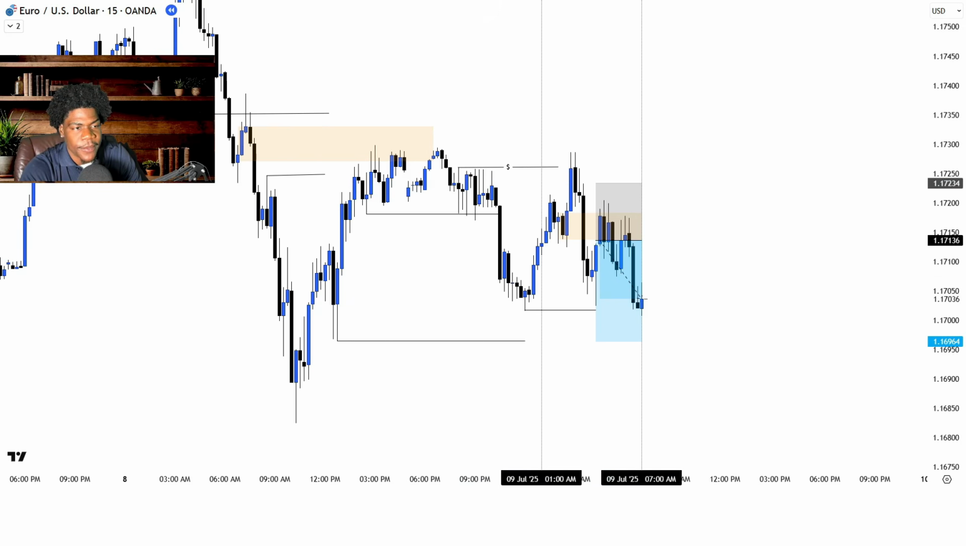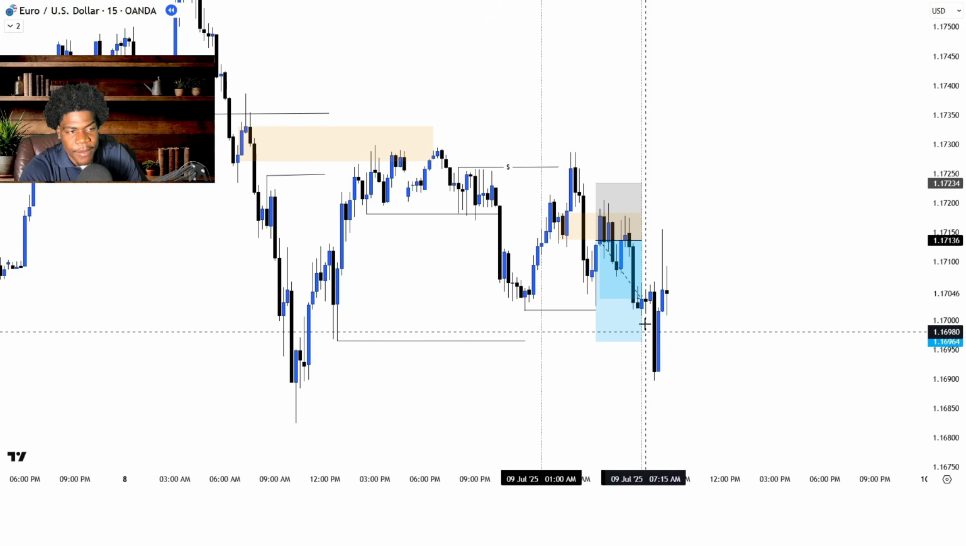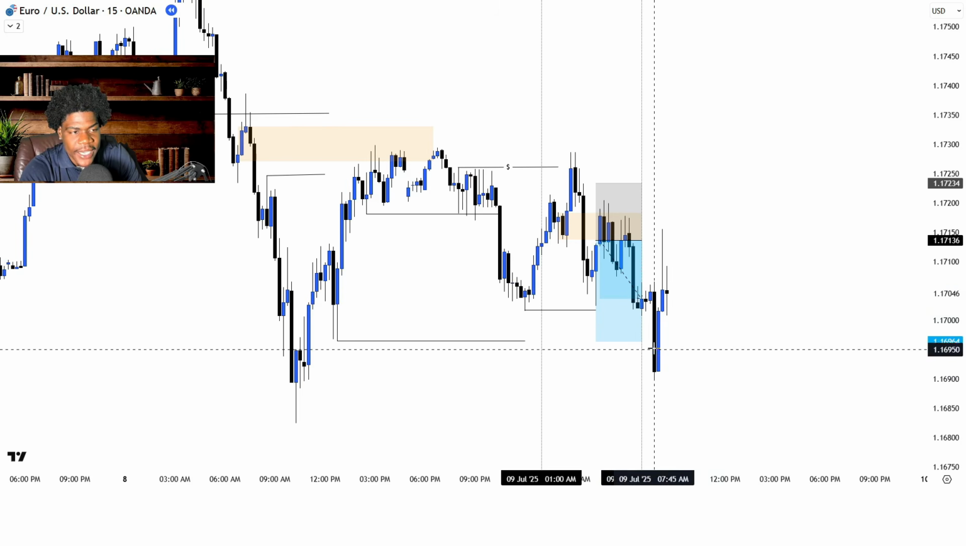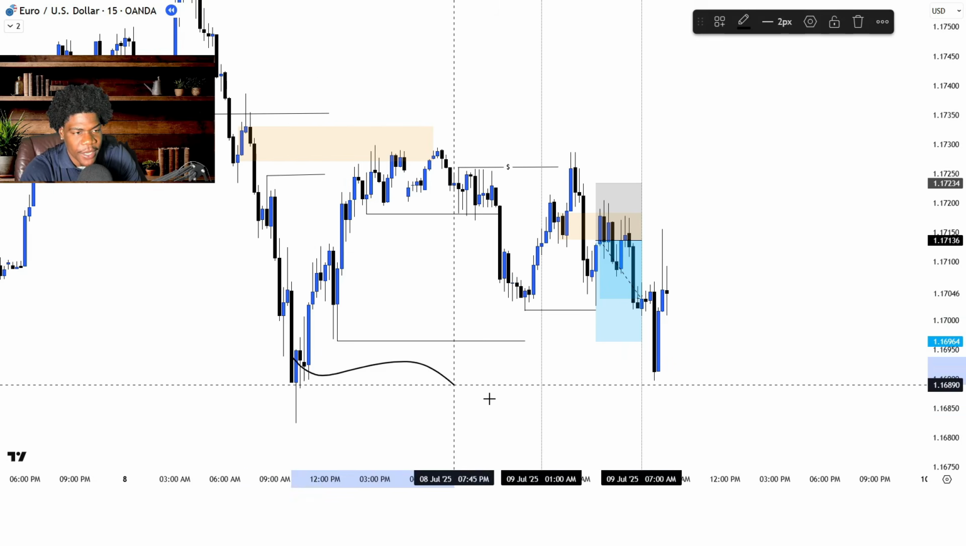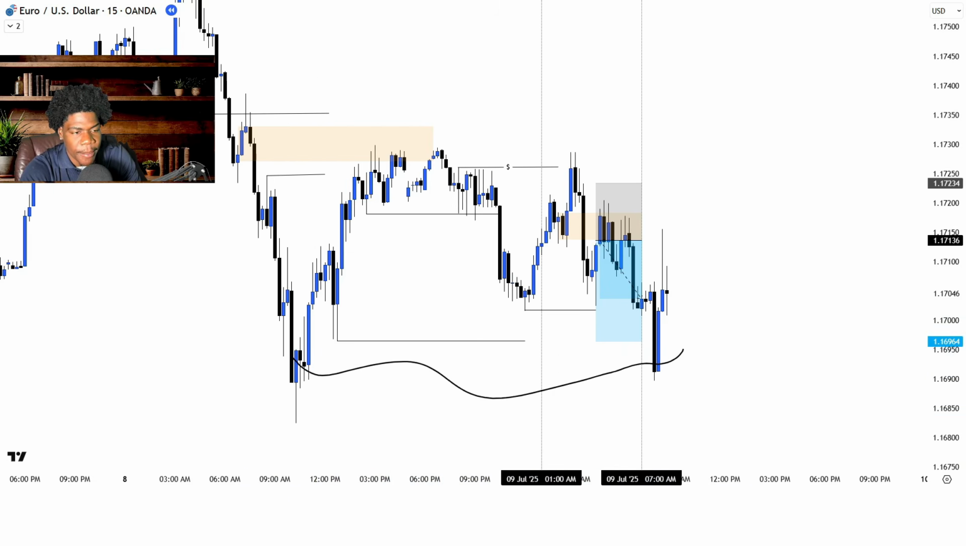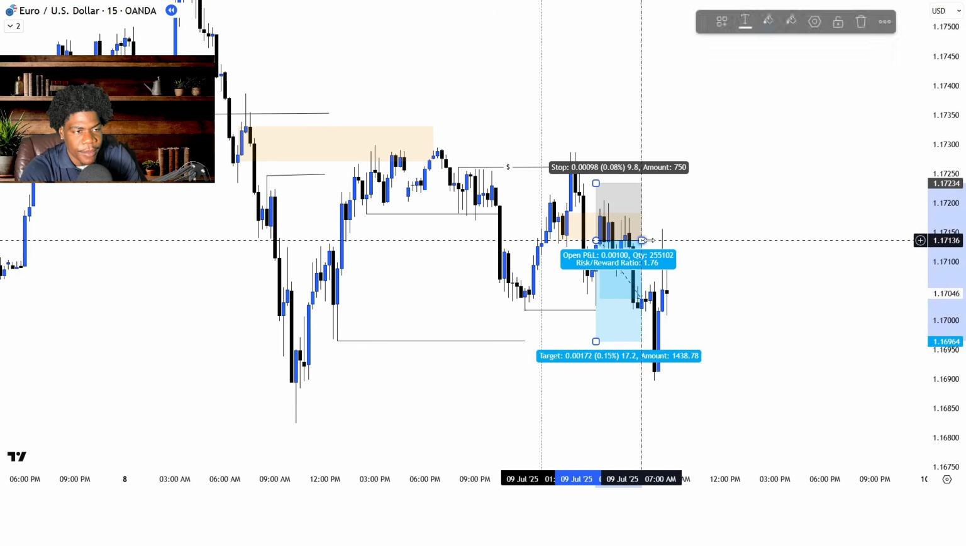Let's finish this right here. Perfect, right? We see price quickly extend lower, purge through these lows right here. As you can see, price started playing around here, quickly reversing. But we got our target right here perfectly.